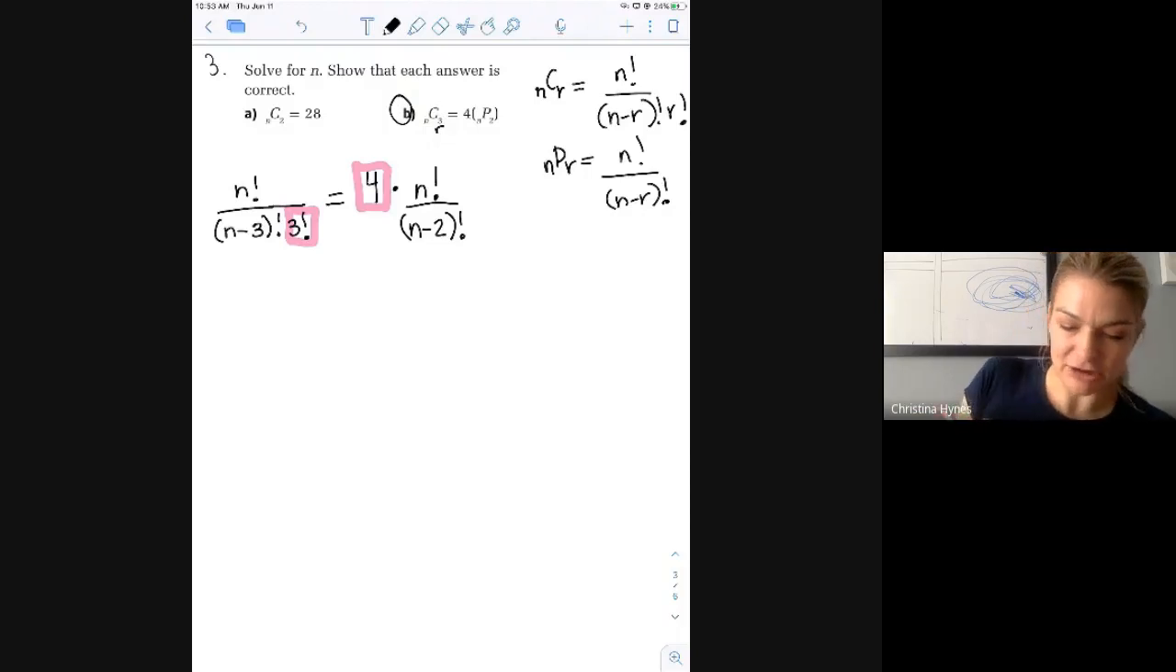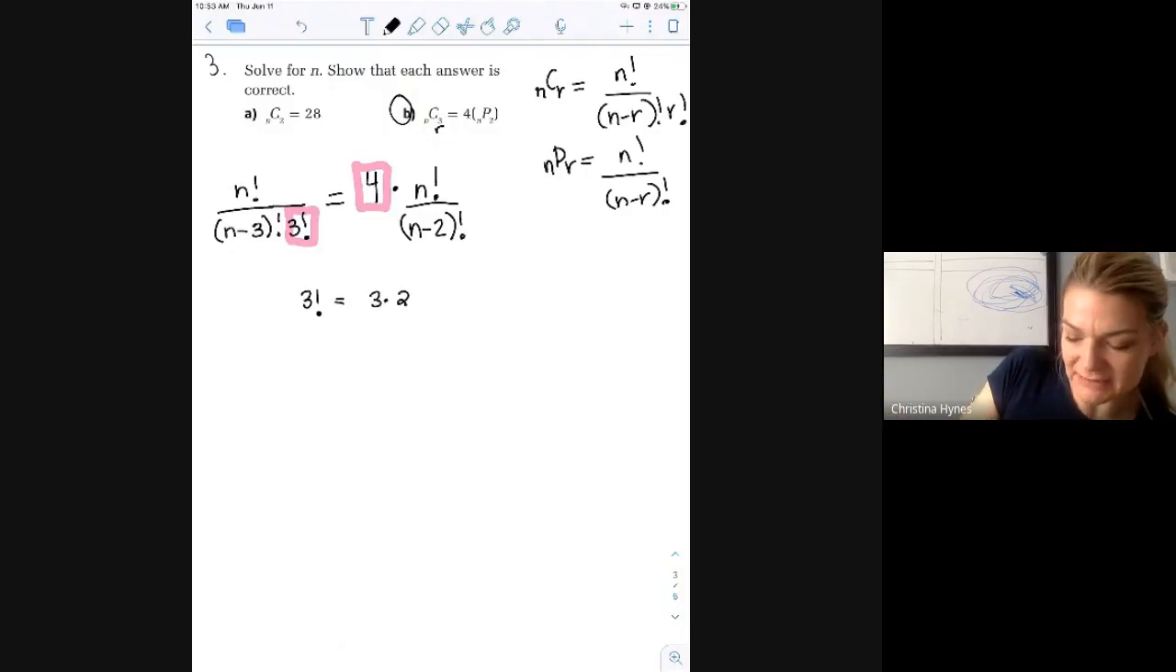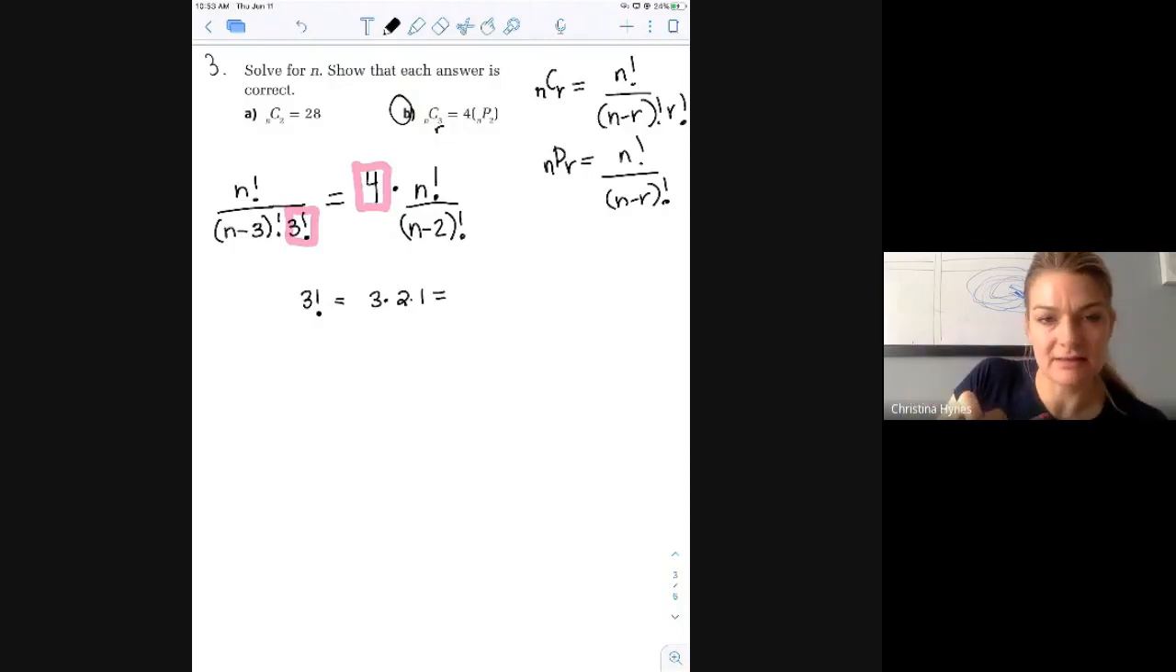In your calculator, you would calculate what 3 factorial is equal to. So 3 factorial is just the same as saying 3 times 2 times 1, or you can use the button in your calculator. You'd put 3, math, go to the right, probability, number 4. So that's just 6. It's easier to just calculate that by hand, I find.